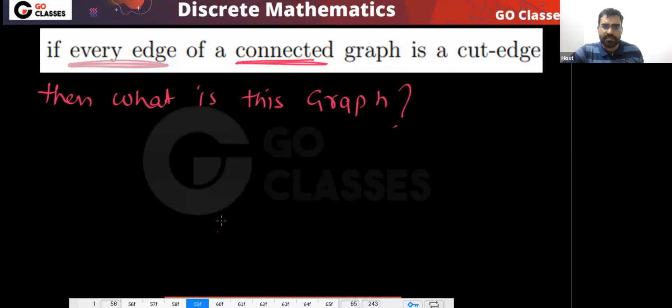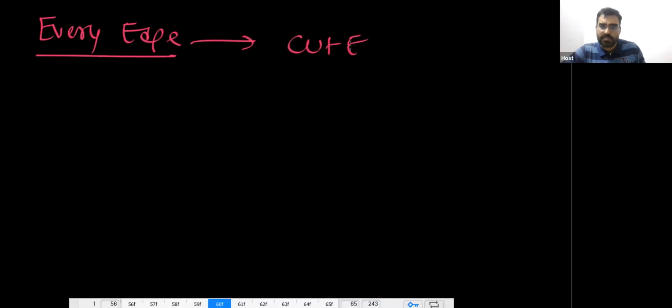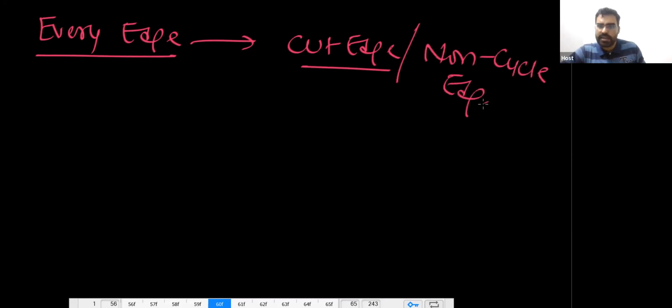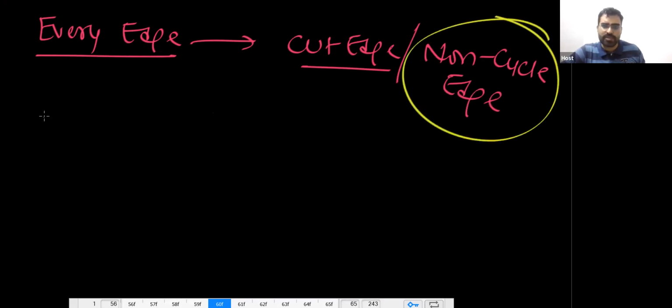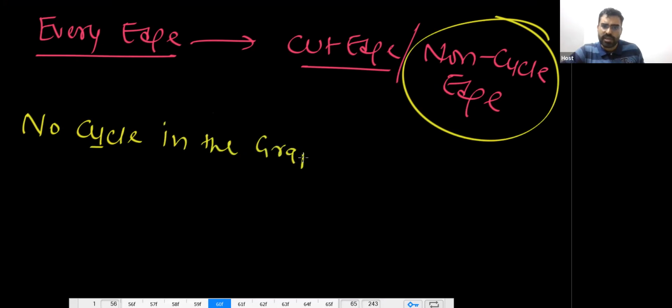The graph is simply a tree. Every edge is a cut edge. What does it mean? Cut edge means non-cycle edge. Every edge is a non-cycle edge. It means there is no cycle in the graph.